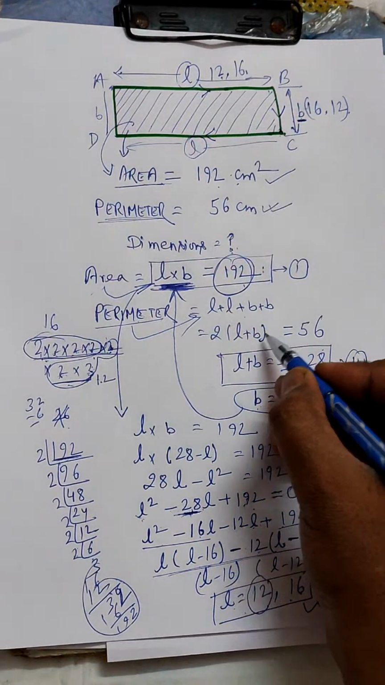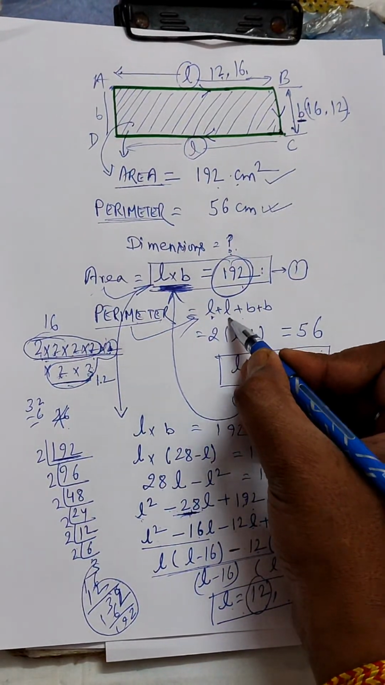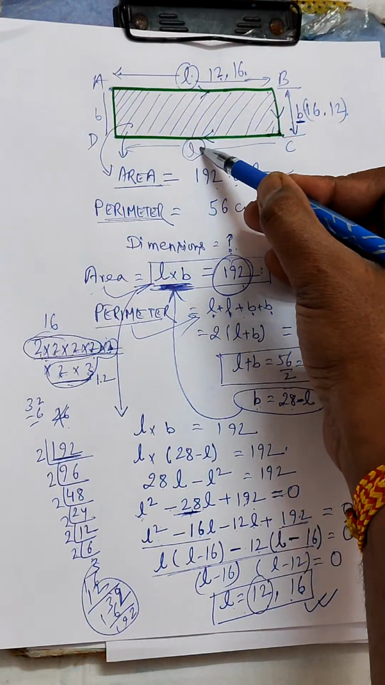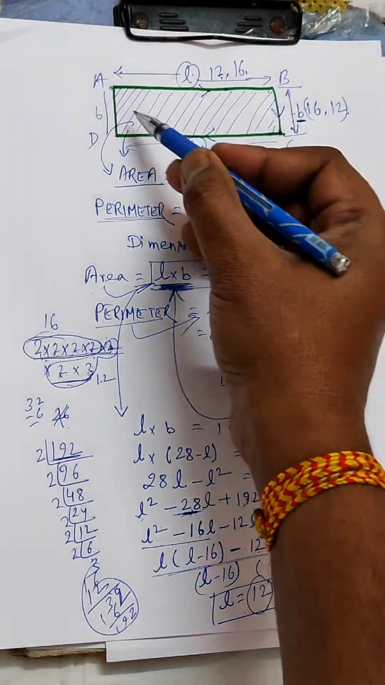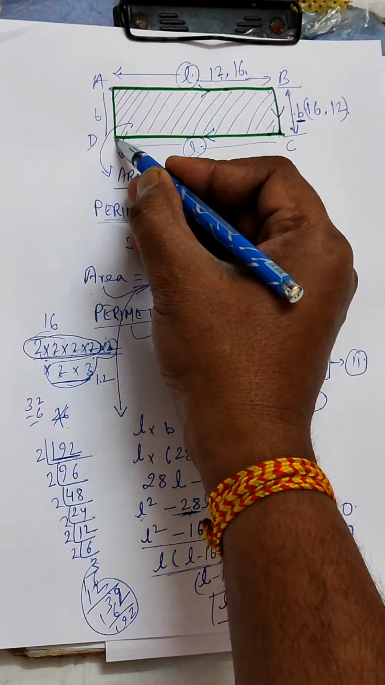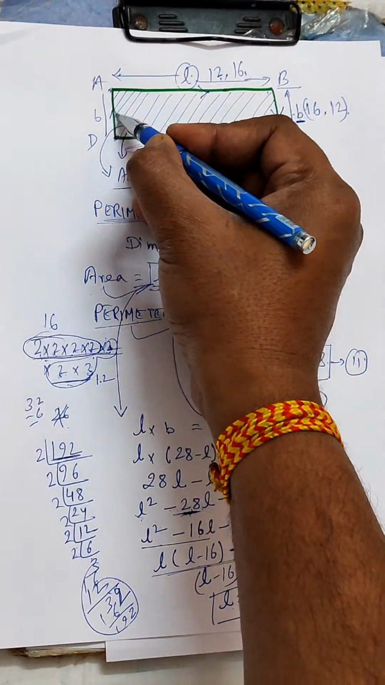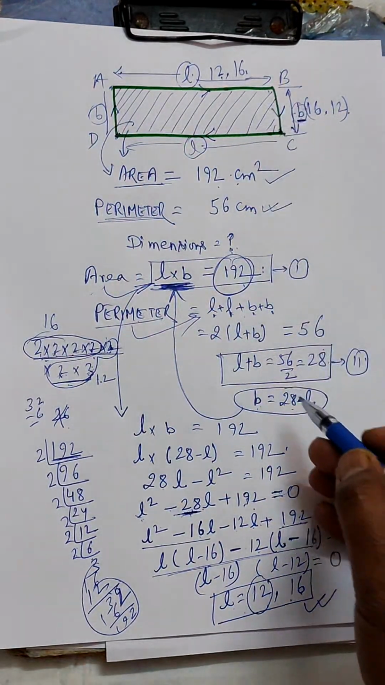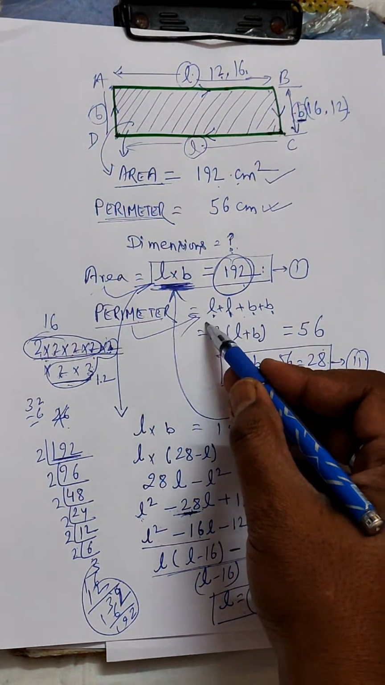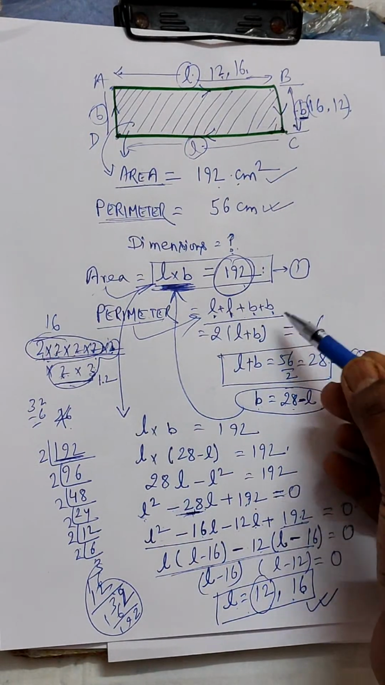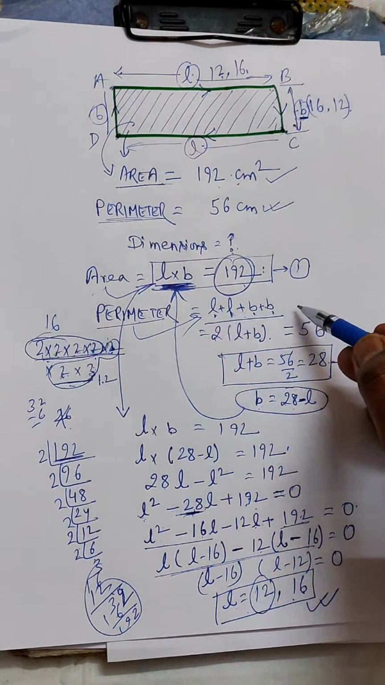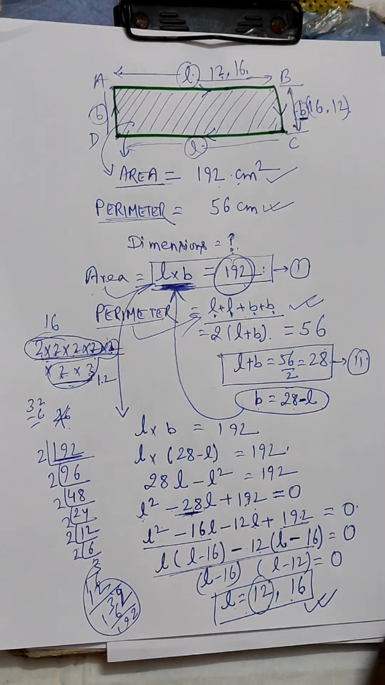So you can see here I have written L plus B plus B, because this L is coming two times and this B is coming two times, and when you reach D, you reach A, so that's why this B is coming another time. So here you can see the perimeter of the rectangle is L plus L plus B plus B, which will give you 2 times (L plus B). So in this way, the perimeter of the rectangle is calculated, right?